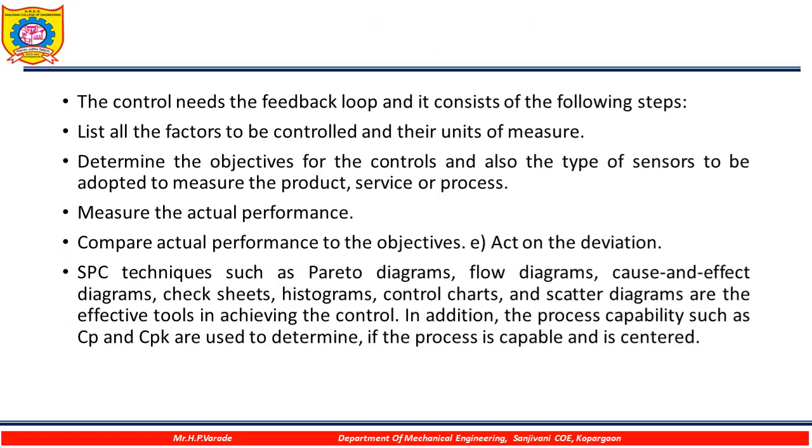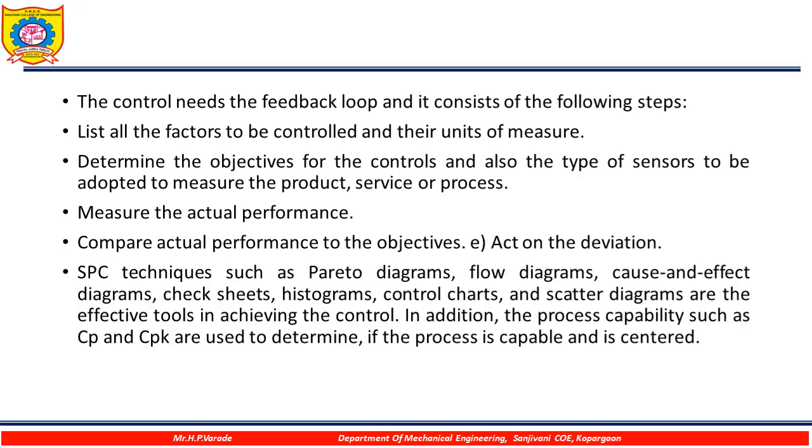Now see here, the control needs the feedback loop and it consists of the following steps. List all the factors to be controlled and their units of measure. Determine the objectives for the controls and also the type of sensors to be adopted to measure the product, service or process. Measure the actual performance of that product, service or process. Compare actual performance to the objectives and act on the deviation.